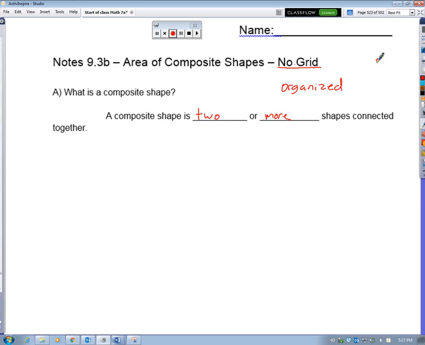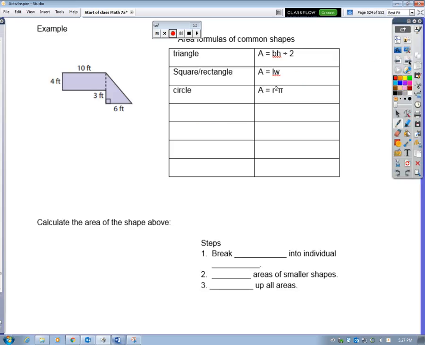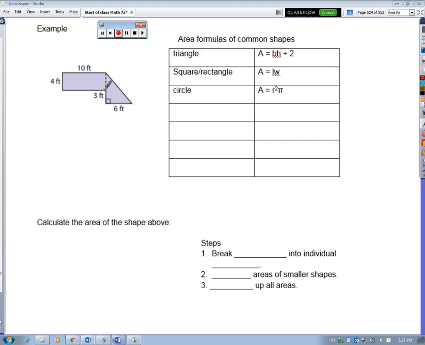Let's jump down into our first shape that we are going to be looking at. Here's our first composite shape. Notice how we have the grid taken away. They've given us some dotted lines here, so that's good. And I've added an extra formula for you. Now we're going to be throwing in the circle formula that we were working with earlier in Chapter 9. So let's take a look at calculating the area of this composite shape.